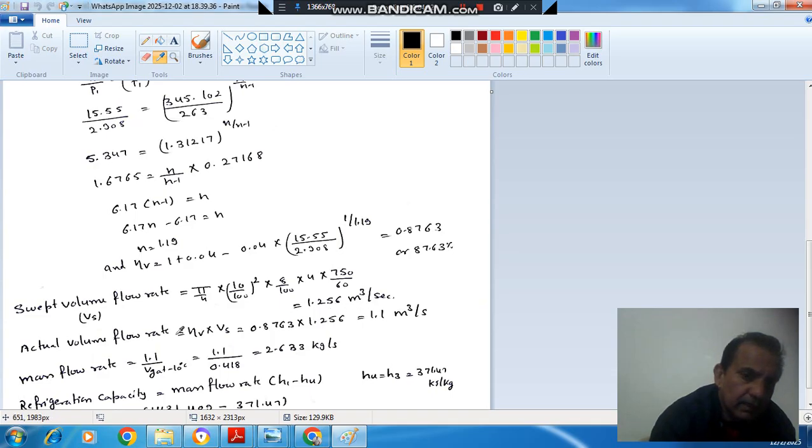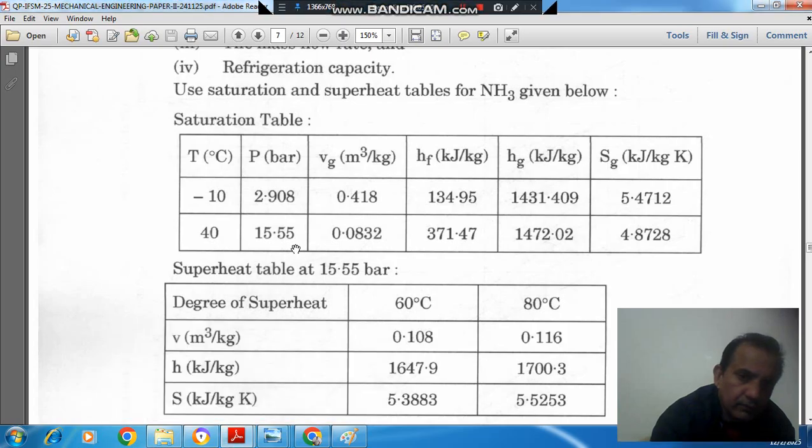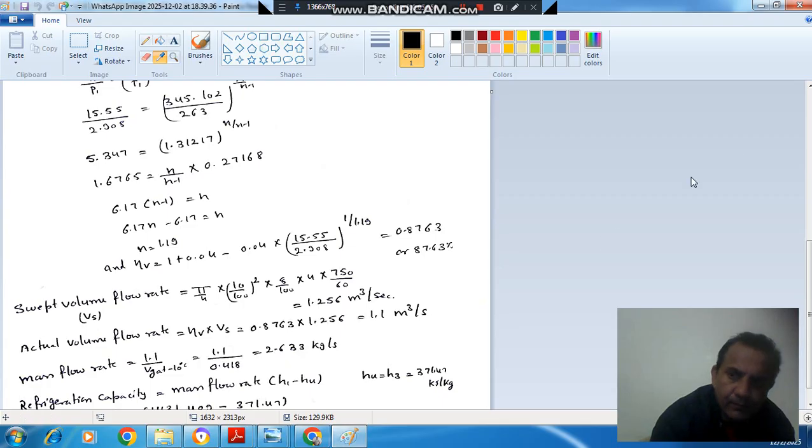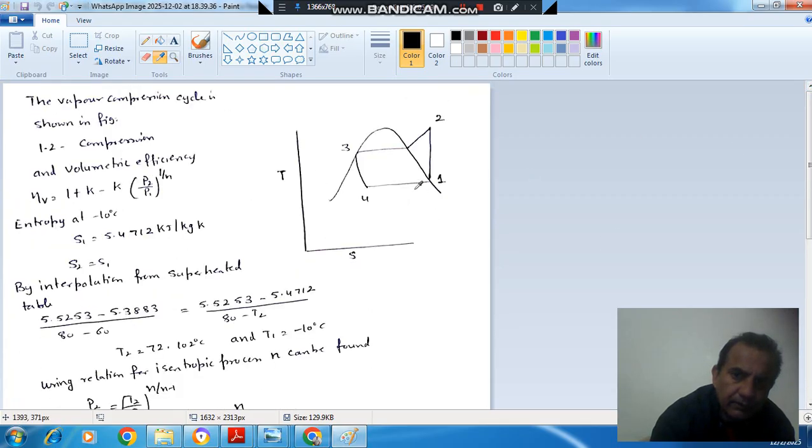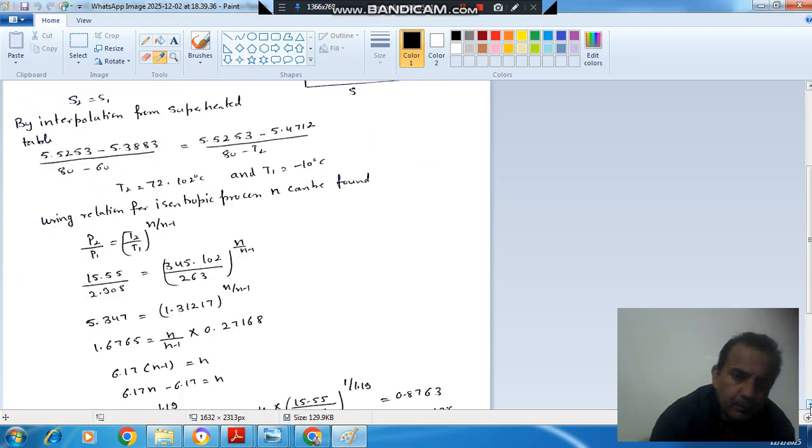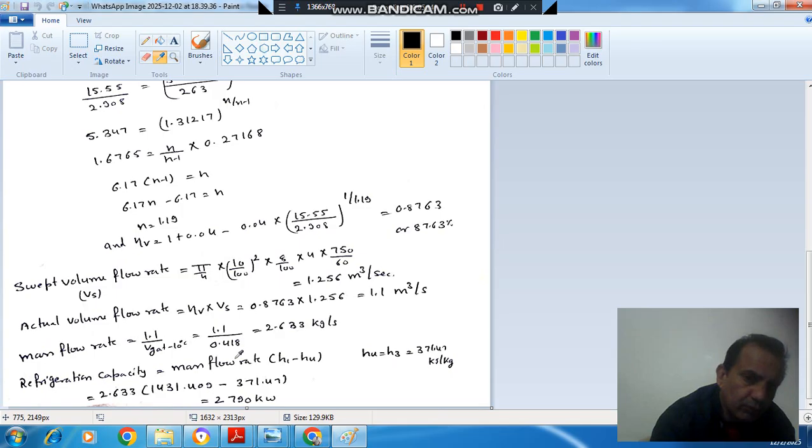Okay, and the actual volume flow rate will be your swept volume into volumetric efficiency, that will be 1.1 meter cube per second. Now we have to find out the mass flow rate, and another value that we can see from the table is Vg at minus 10 degrees Celsius, or at point 1. So that is 0.418. Dividing the volume flow rate by the specific volume gives the mass flow rate, that is 2.633 kilogram per second.